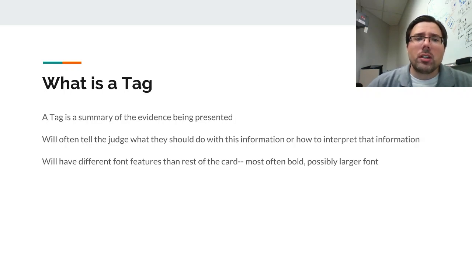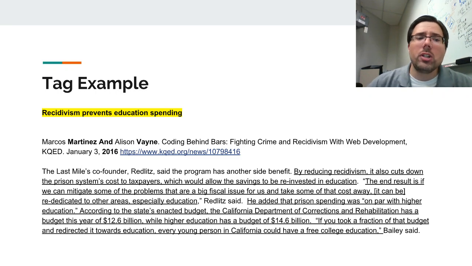So the first part of a card is a tag. A tag is a summary of the evidence being presented. It will often tell the judge what they should do with this information or how to interpret it. Tags will generally have different font features in most of the templates than the rest of the card. They're often going to be bold, possibly a larger font. For example, the yellow highlighted part on the screen right there is the tag. It is making a claim about the world, that recidivism prevents education spending. If you notice, the tag is there, highlighted in yellow, and then there's some space before the citation, and then some more space before the actual text of the card.